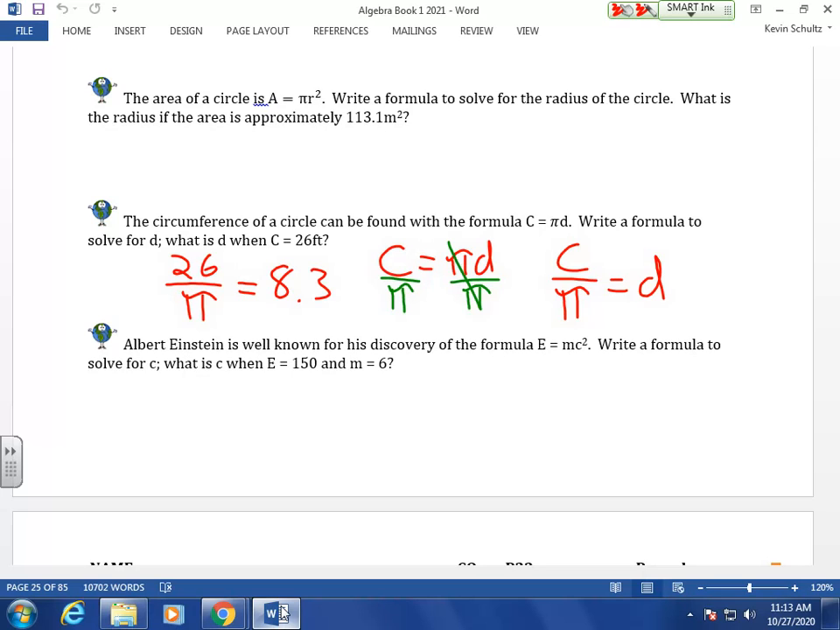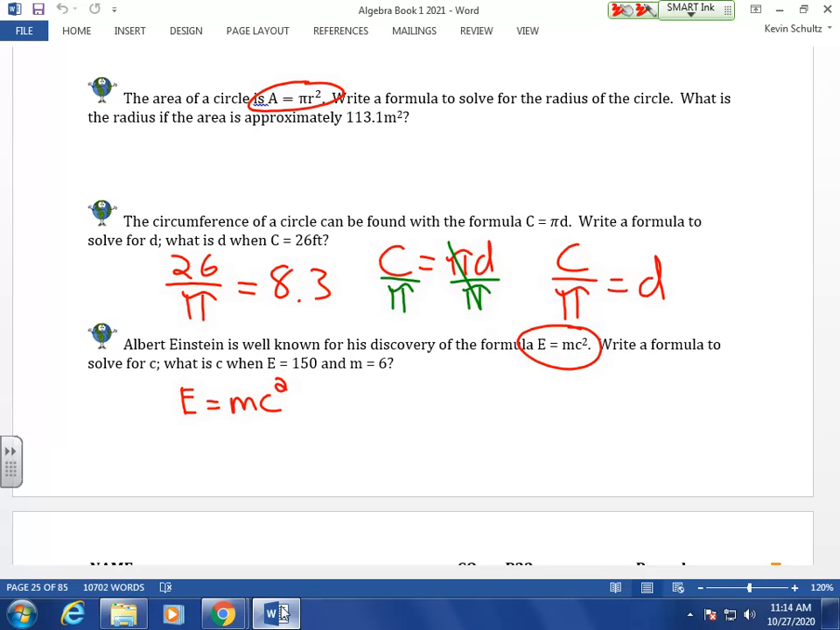The last one here. Albert Einstein is well known for his discovery of the formula E equals mc squared, which is eerily similar to what other formula that we worked with yesterday? A equals pi r squared. In fact, the process to do this last one is the same thing as we did for the circle question. You've got E, which is equal to something times something squared. Pi times r squared, m times c squared. Doesn't matter what the variables are. What are we doing to c? We're squaring it, and then we're multiplying it by m.